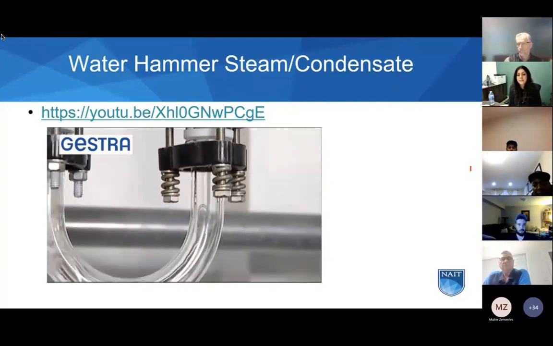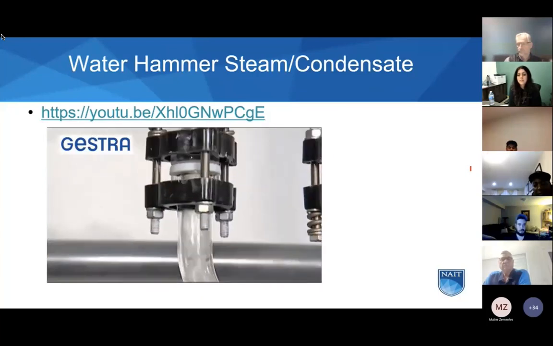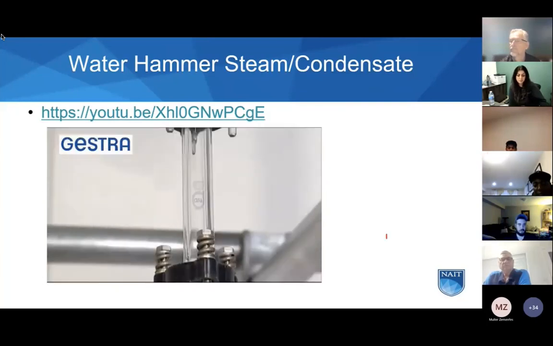For this reason, Geistra recommends the use of the condensate dampening pot type ED for condensate lines where the pipework changes from the horizontal to the vertical orientation.